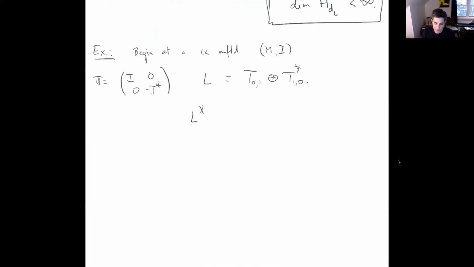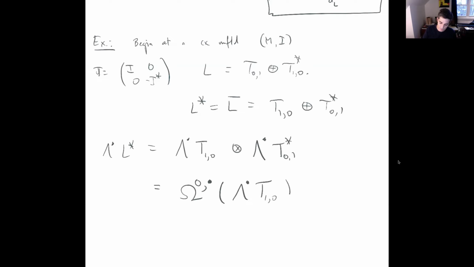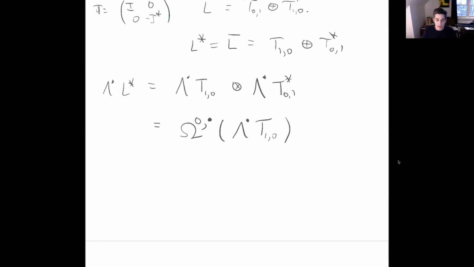And that L star is equal to L bar is equal to T10 plus T star 01. And so that means that the exterior algebra on L star is the exterior algebra of this direct sum. And so it's the tensor, so in other words, it's the exterior algebra of T10 tensored by the exterior algebra of T star 01. Or in other words, it's the Dolbeault complex of the holomorphic multi-vector fields.